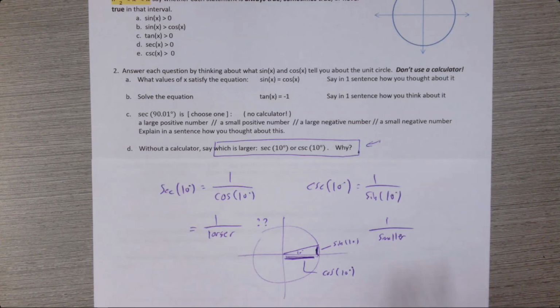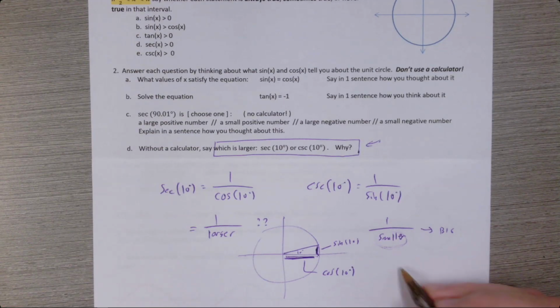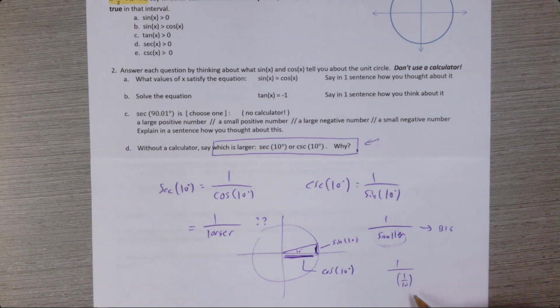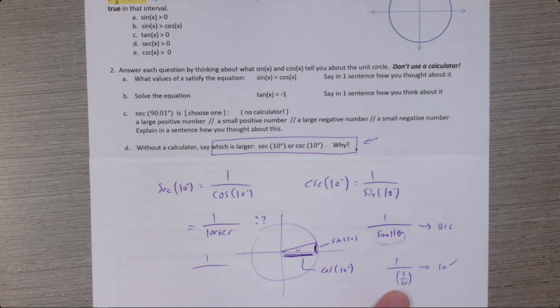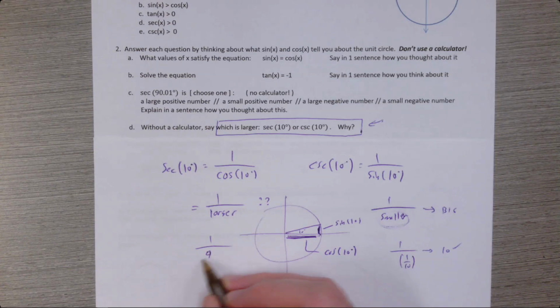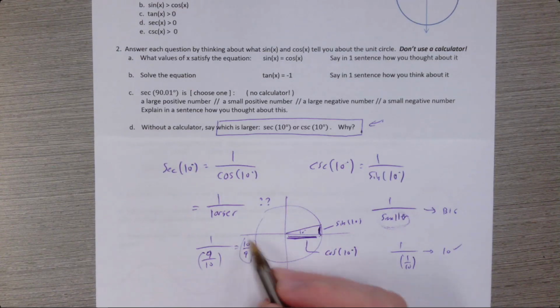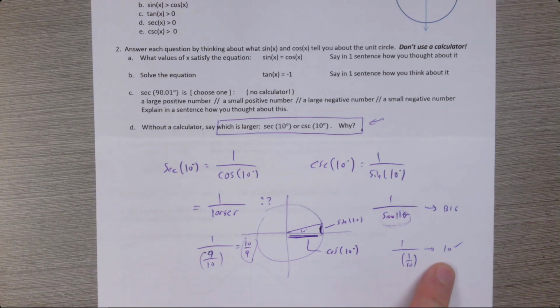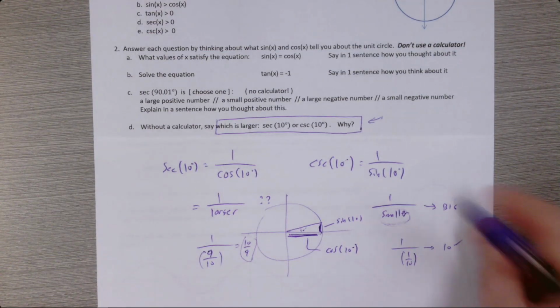Well, let's see. If I have 1 divided by something very, very small, that makes something big. So for example, if I had 1 over 1/10, 1/10 is pretty small. That would create 10, which is pretty big. Let's compare that to if I had something larger. So what's larger than 1/10? Let's do 9/10. That's pretty big. So if I had 1 divided by 9/10, that would create 10 over 9, which is clearly much, much smaller than 10. So that's the idea. You can think intuitively. If you're dividing by a larger number, your overall value must be smaller. If you're dividing by a smaller number, your overall value must be larger.